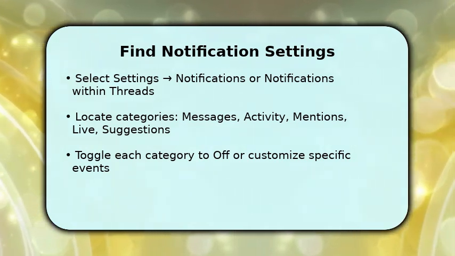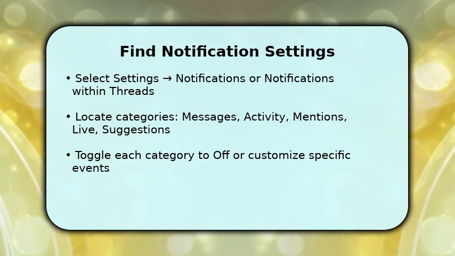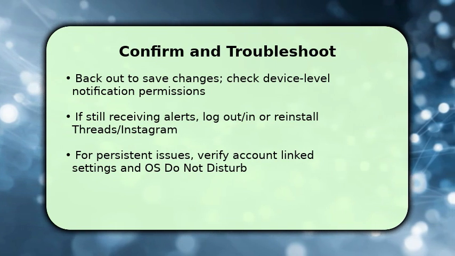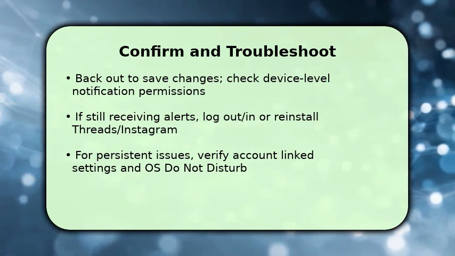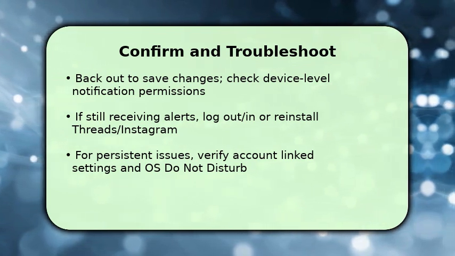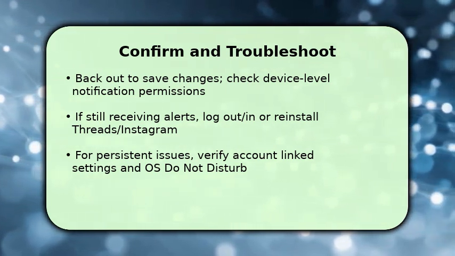If you want to finish, back out of Settings and confirm your toggles persisted. Threads usually saves changes automatically, but double-check. Then, verify device-level notification permissions in your phone settings. If the app is allowed on the OS level, it may still show alerts.